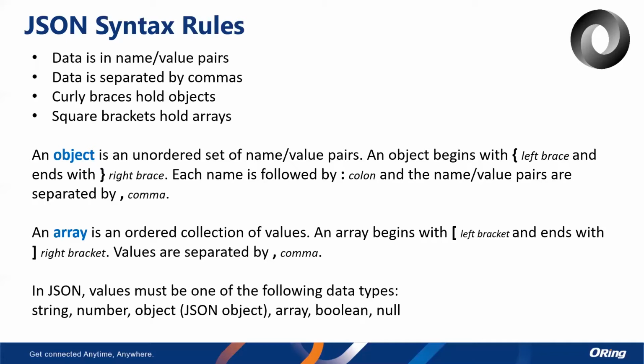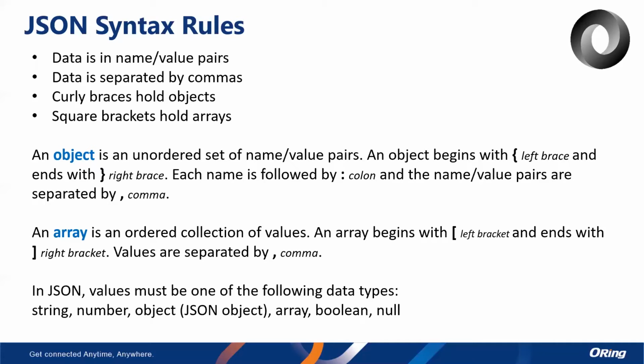Data is in name value pairs. Data is separated by commas. Curly braces hold objects and square braces hold arrays. So we have an object and an array. An object is an unordered set of name value pairs, and an object begins with a curly brace from the left and ends with a curly brace from the right. Each name is always followed by a colon, and the values are separated by commas.